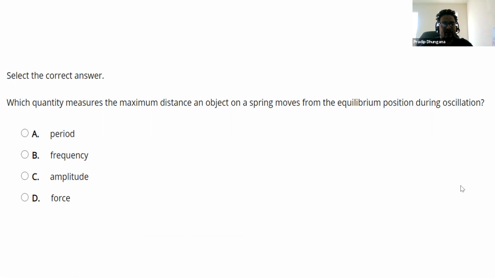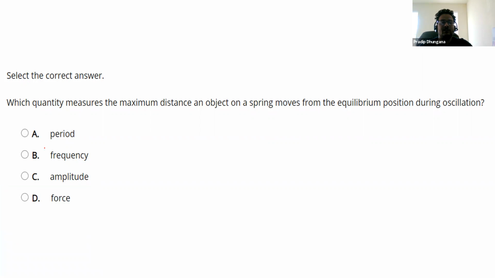This question is which quantity measures the maximum distance an object on a spring moves from the equilibrium position during oscillation? Think about this question and then try to answer it. There is no wrong or right answer. Try your best and then I'll answer it again, okay? Okay, thank you. Let me answer it.